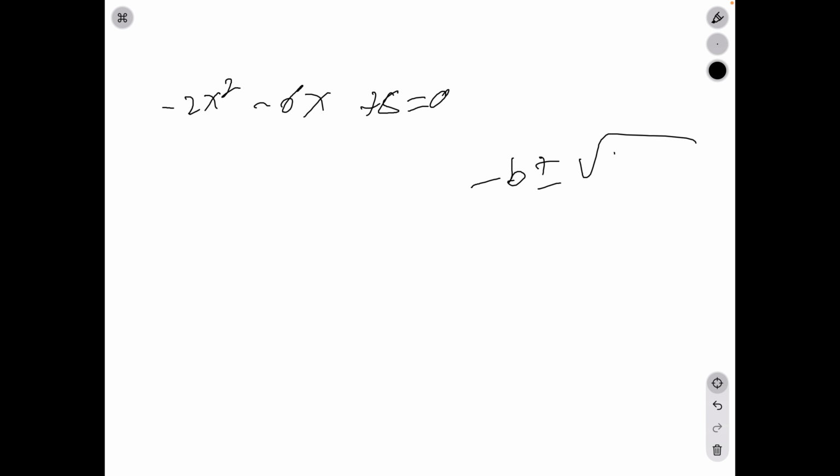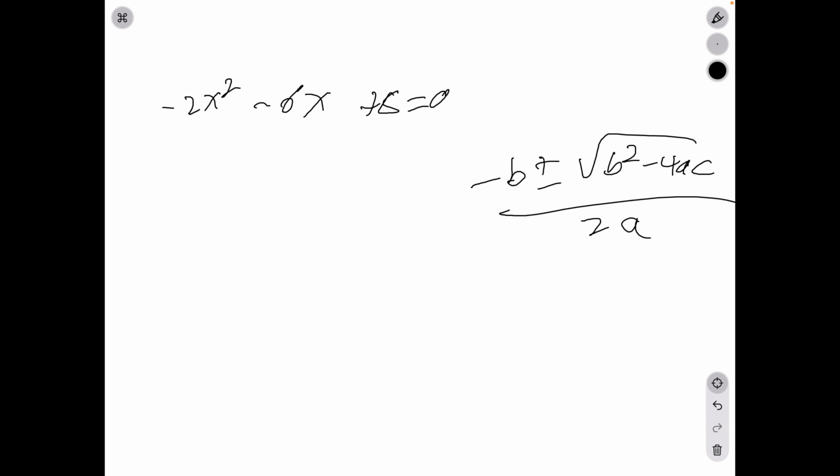Let's try to solve the quadratic equation negative 2x squared minus 6x plus 8 equals 0. Now, let's use the quadratic formula to solve this. So first, let me write down the quadratic formula. You have to memorize this, seriously, this is the holy grail. You have to memorize this if you're going to do well in Algebra 1, because this is the most important thing. Alright, let's get back to solving.